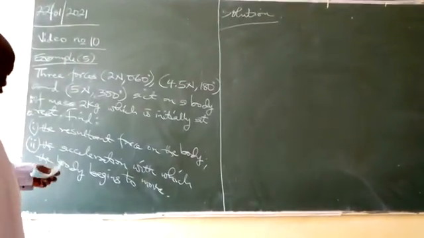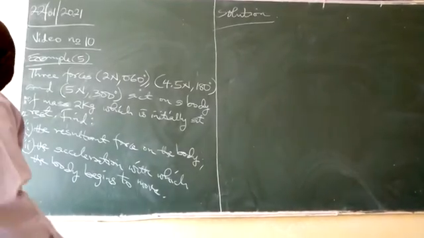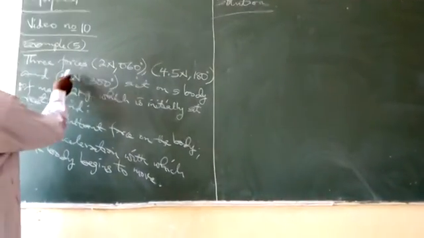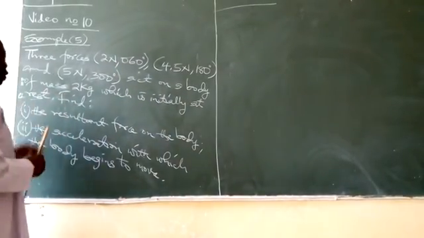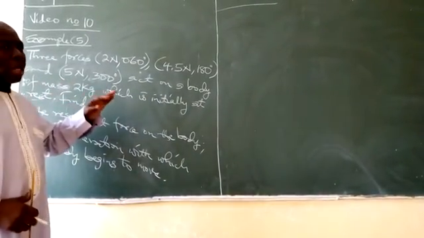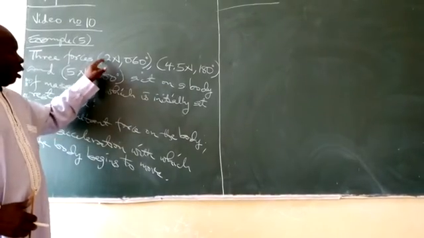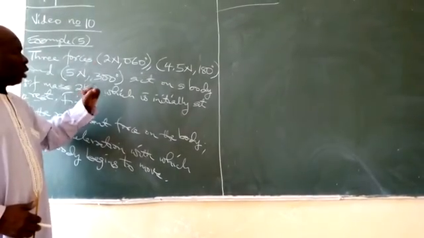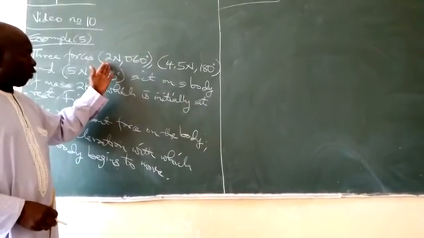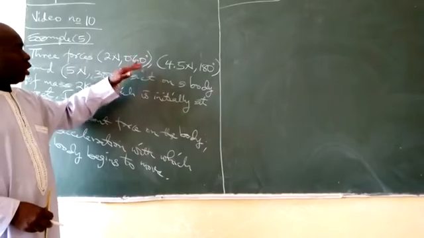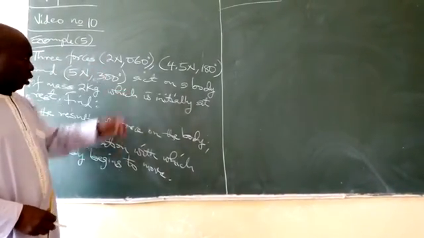Today we are going to video number 10, example 5. I read: 3 forces, 2 Newton, 60 degrees. You see, these 3 forces are given in polar coordinate form, in the sense that the magnitude of the force is given, and the direction is given in coordinates. The magnitude of the force and the direction of that force are given in polar coordinate form. This is what we call polar coordinate form.